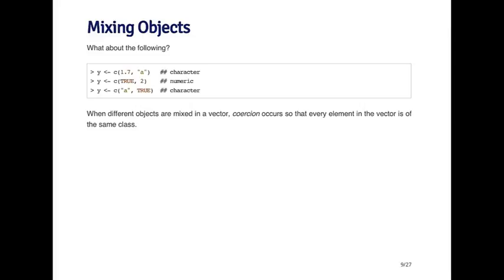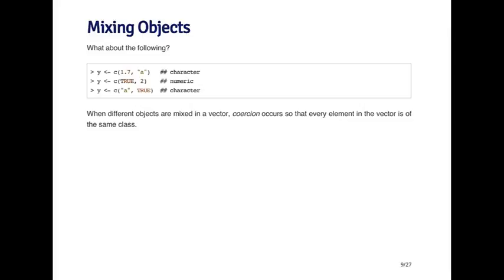And so what you're going to get is that y is going to be a character vector where the first element is going to be the string "1.7", and the second element is going to be the letter "a". In the second example here, I'm concatenating TRUE, which is a logical, and 2, which is a numeric. And so what's going to happen here is that you're going to get a numeric vector, and the TRUE is going to be converted into a number. And how does that happen? By convention in R, TRUE is represented as the number 1, and FALSE is represented as the number 0. And so what you're going to get here is the vector 1, 2.